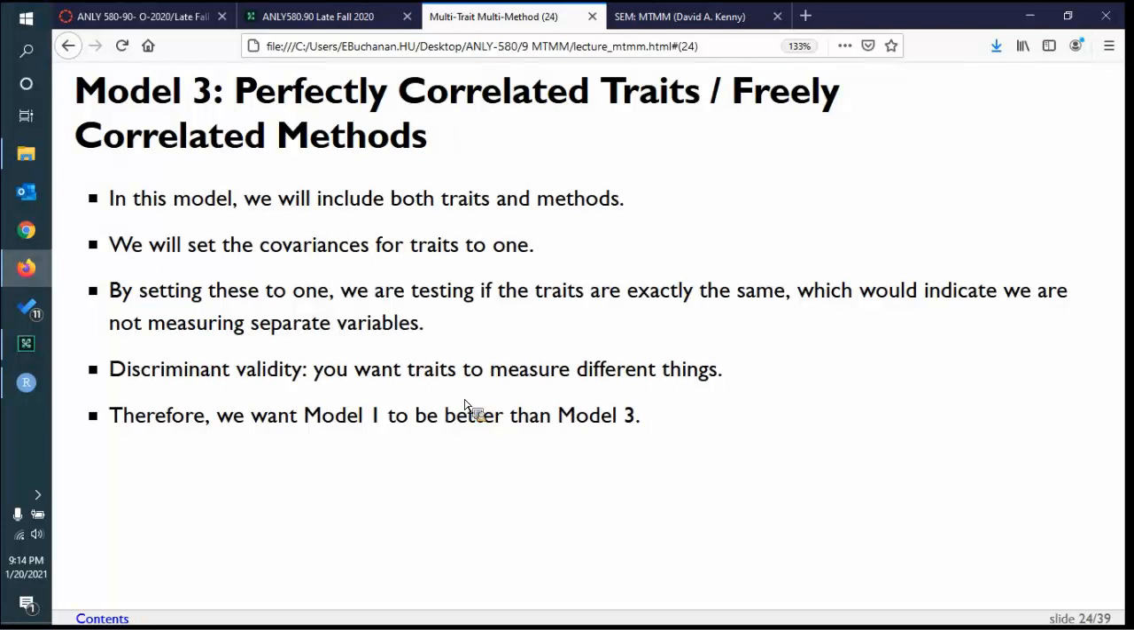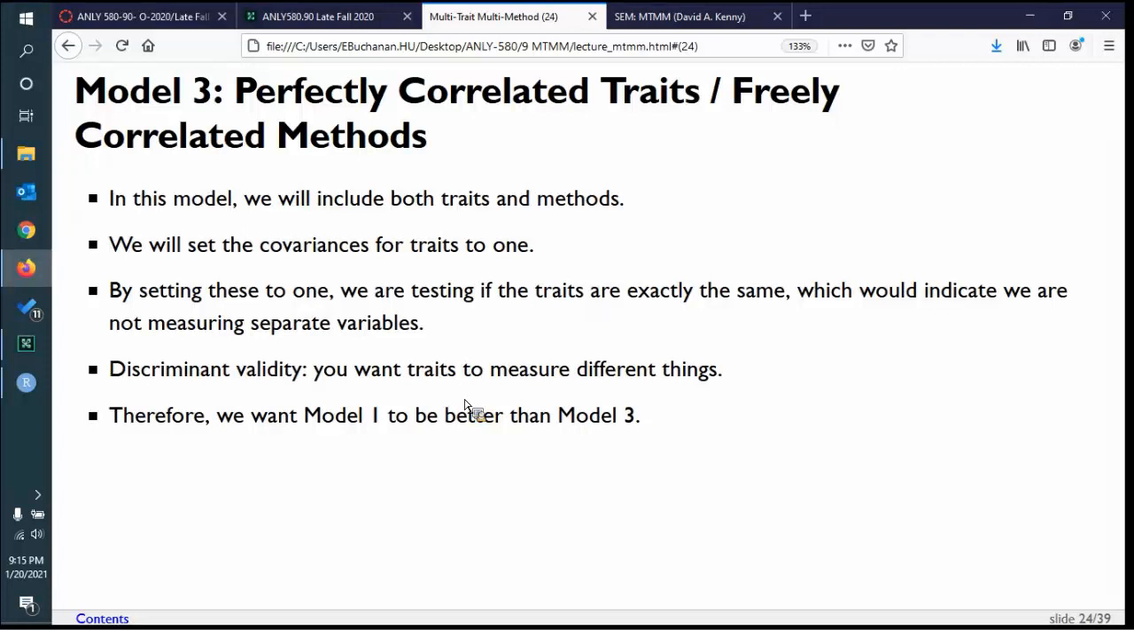Okay. Now model 3 is not only traits. We're still going to include the methods, but we're going to say, you know what, this correlation's 1. Okay. So effectively, this is a hypothesis test testing if the pathways, the covariances between traits, are less than 1, because they can't be bigger than 1. Okay. So less than 1.